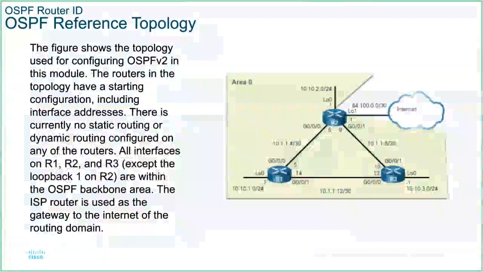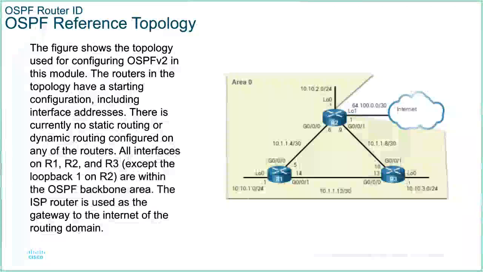Alright, so router ID. When we have multiple devices talking to each other in a topology, we need to be able to identify which device is talking to each device. So this is where router ID comes into play.